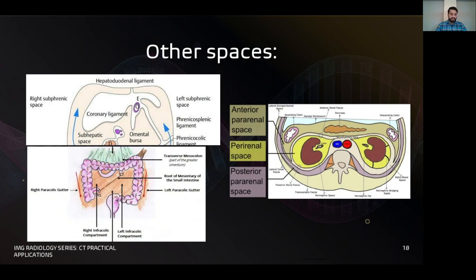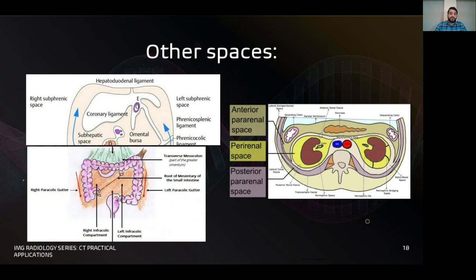Now, the paracolic gutters include different things. Your right paracolic gutter will include your right colon, or ascending colon. Remember the intestines, as we can see in this image: it goes from cecum, appendix, ascending colon, transverse colon, descending colon, sigmoid, rectum, and then into the anus. So you've got the right paracolic gutter and the left paracolic gutter. And as I said, these are important spaces.